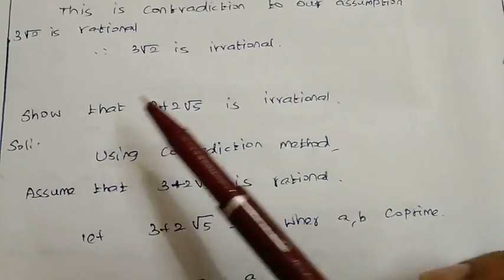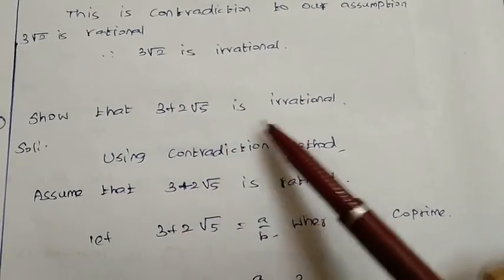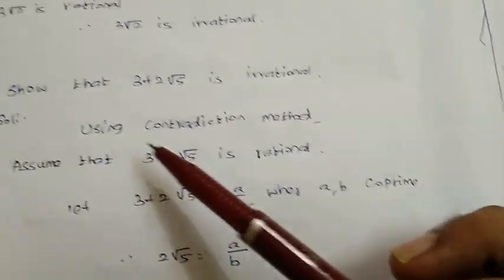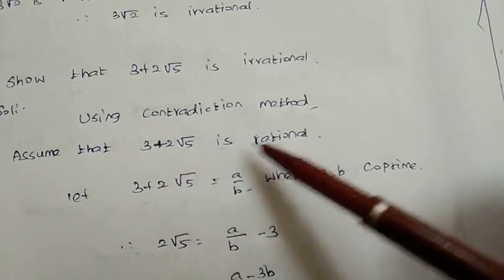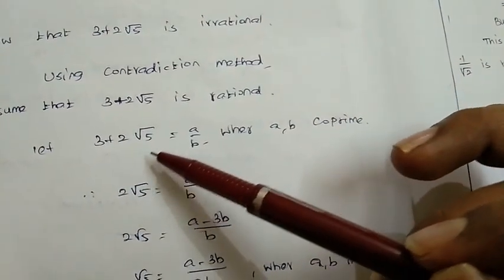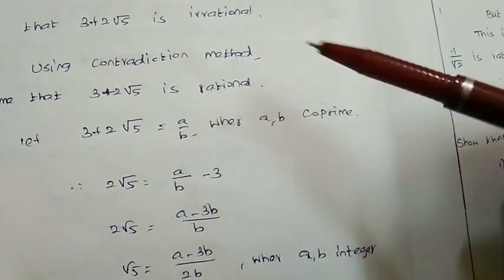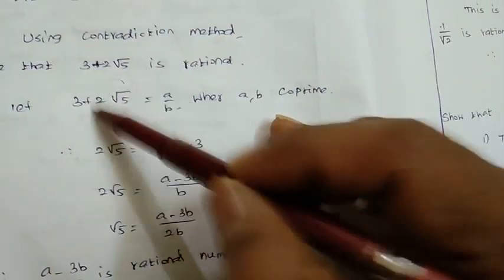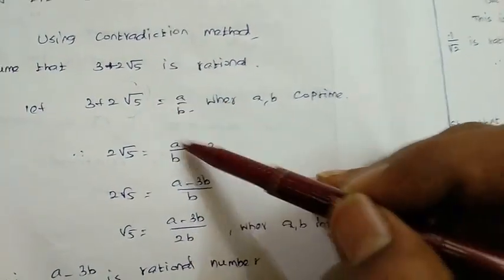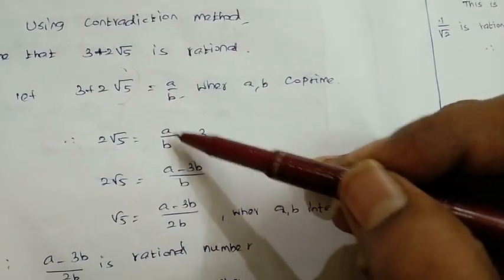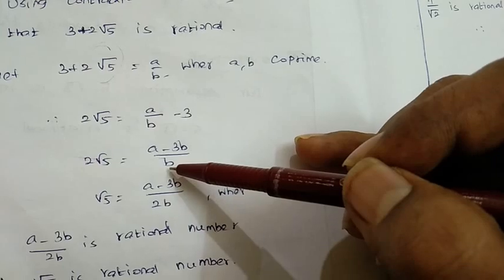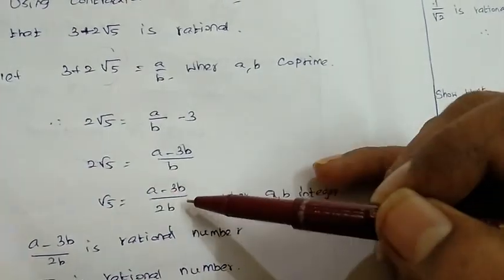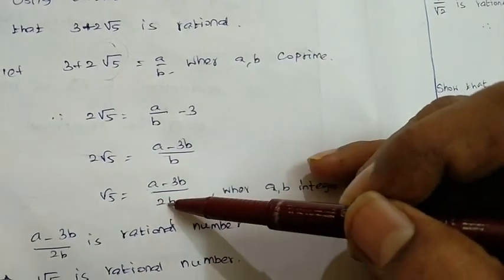The same thing. Show that 3 plus 2 root 5, a plus b, the same thing already proved here, plus that's all. Using contradiction method, assume that this 3 plus 2 root 5 is rational, that is 3 plus 2 root 5 is equal to a by b, where a, b are co-prime. Now keep the root term on the left side, remaining all on the right side. So a by b minus 3, LCM b. So a minus 3b divided by b. Now root 5 here, 2 its product, no, so 2 we can write as 1 by 2, that is a minus 3b divided by 2b.